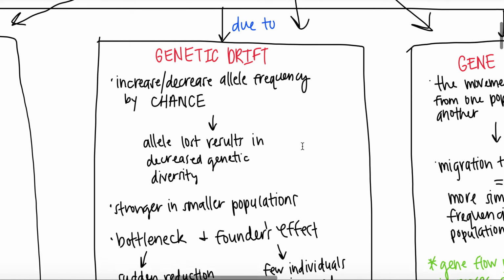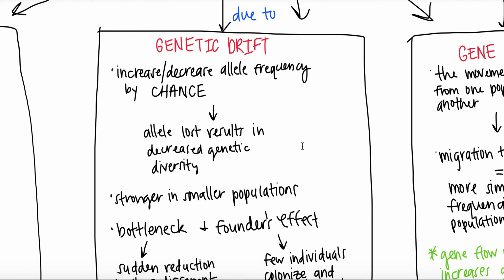All right, so we will go to genetic drift now. So genetic drift is an increase or decrease in allele frequency by chance. So an allele lost results in decreased genetic diversity.